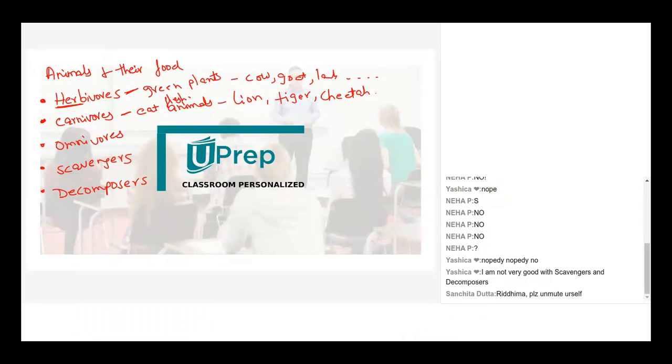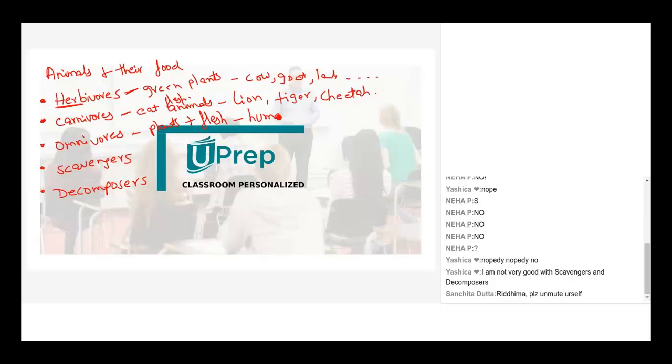Now next coming to omnivores. Pragya, tell me who are omnivores? Ma'am, omnivores are the animals that eat both plants and animals. They're like a mixture of carnivore and herbivore. They can eat almost everything. Very good. So they are basically a combination of herbivores and carnivores. They eat plants as well as they eat flesh.